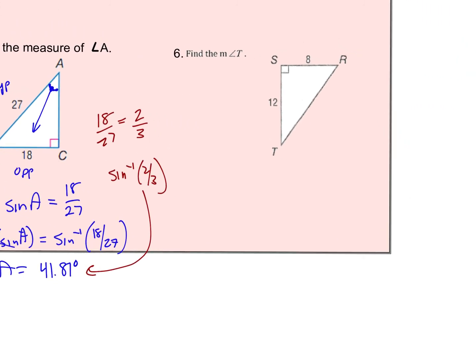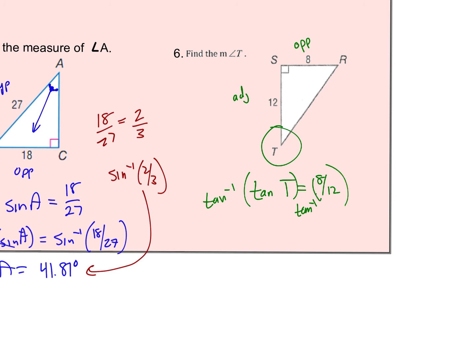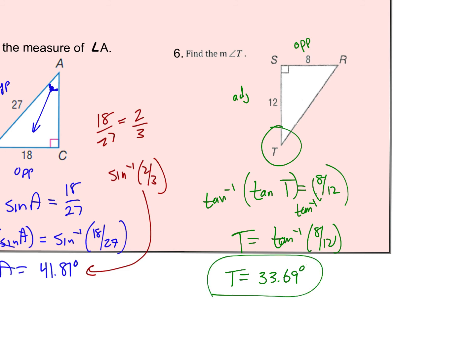Now, if we take a look at number 6, you're trying to figure out angle T down here. So the 8 would be the opposite and the 12 would be the adjacent. So that tells me I want to take the tangent of T, and that's going to be equal to 8 over 12. So now I take the tangent inverse of both sides. So T equals tangent inverse of 8 over 12. So that's going to be 33.69 degrees. That's my answer.